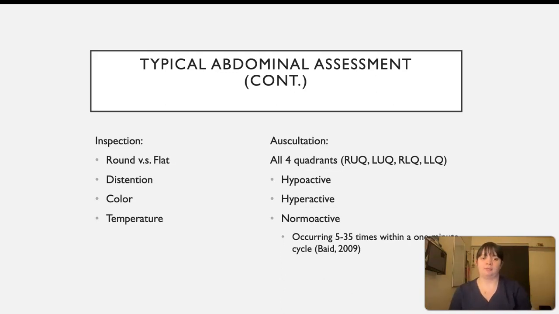hypoactive? Are they having less than those 5 bowel sounds per minute? This could be a complication of having opioids, narcotics in the system, or experiencing anesthesia recently with surgical procedures. Our bowels have trouble kind of waking up from those things. Or are they hyperactive? What has the patient eaten recently that could stimulate the bowels?